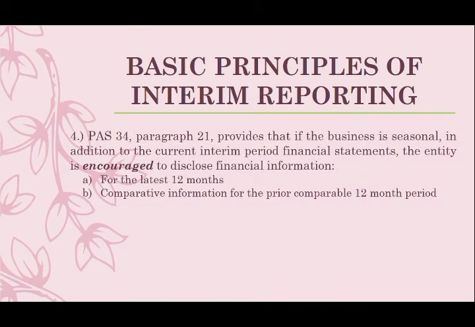PAS 34 paragraph 21 provides that if the business is seasonal, in addition to the current interim period financial statements, the entity is encouraged to disclose financial information for the latest 12 months and comparative information for the prior comparable 12-month period. So the entity is only encouraged to disclose this information, but it is not mandated by PAS 34 to do so.